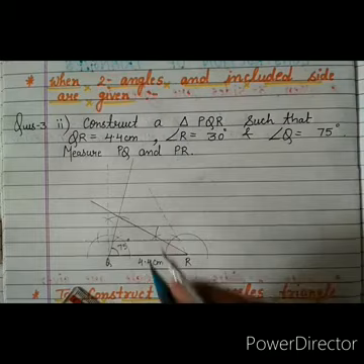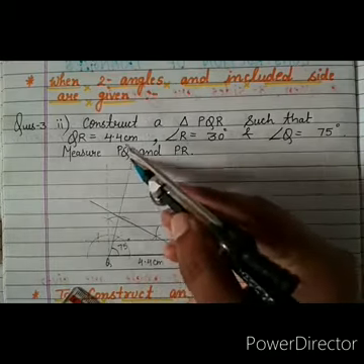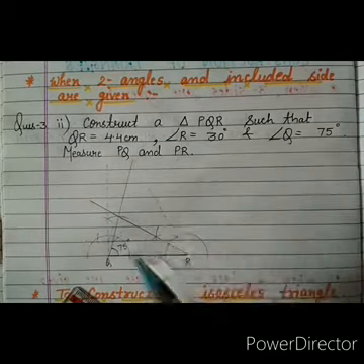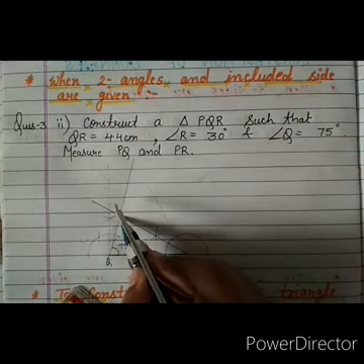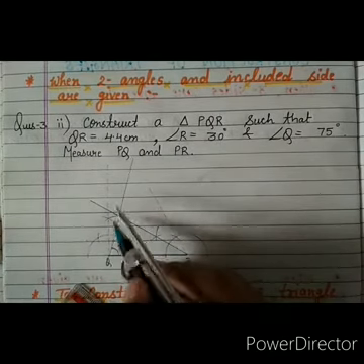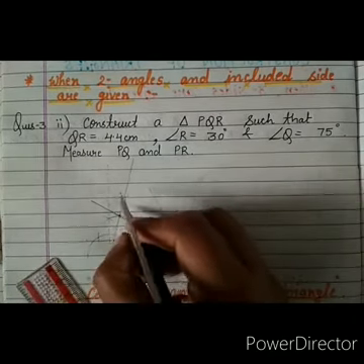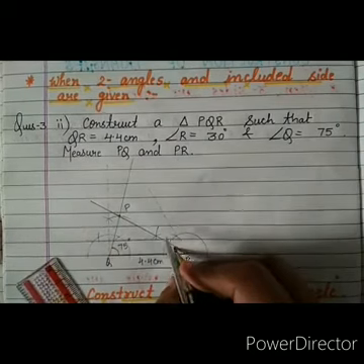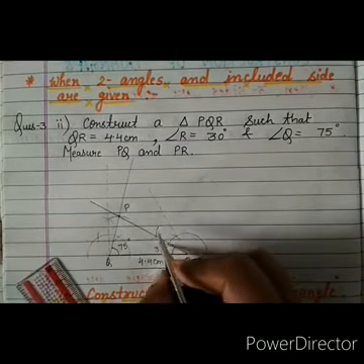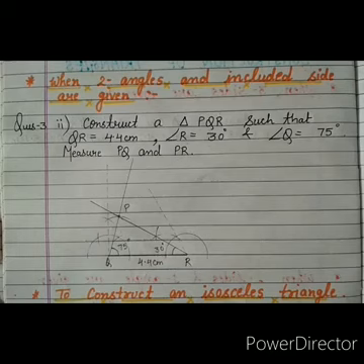Now it will join the arm of angle 75 degree at a point, and take this point of intersection as P, and this angle is 30 degree. So this is a required triangle PQR.